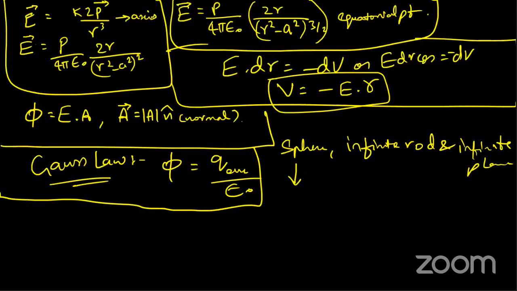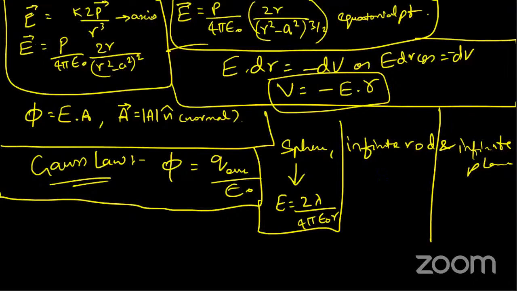So we try to find the electric field due to the rod, that is given as E is equal to 2 lambda by 4 pi epsilon naught r. Similarly for the infinite plane, we got E is equal to sigma, sorry, E is equal to, so this was for the infinite rod, right?